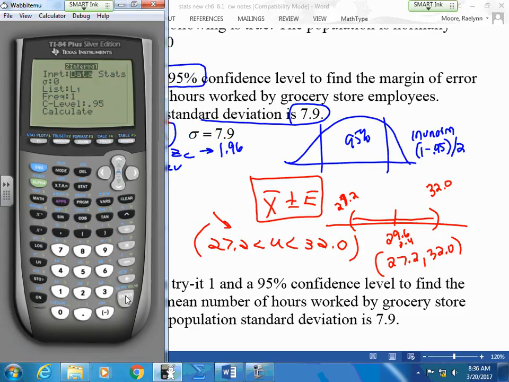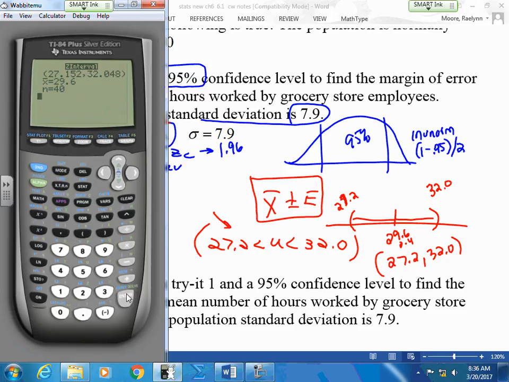I say, okay, let me give you my information. And I plug it in. What's my population standard deviation? 7.9. Thank you, Chris. What's my sample mean? 29.6. What's my N? 40. What's my confidence interval? It's already there. 0.95. I go to calculate. Well, it just so happens that's the standard one they use. Most of the time you're going to see 95. That's like the most popular.